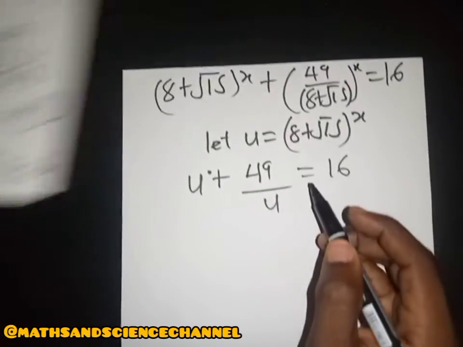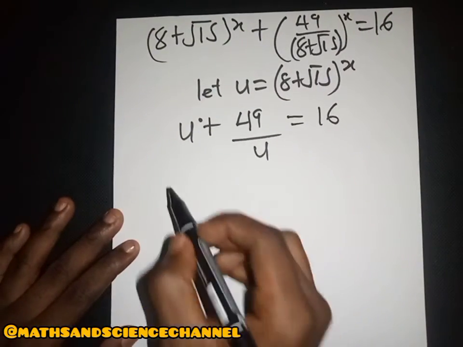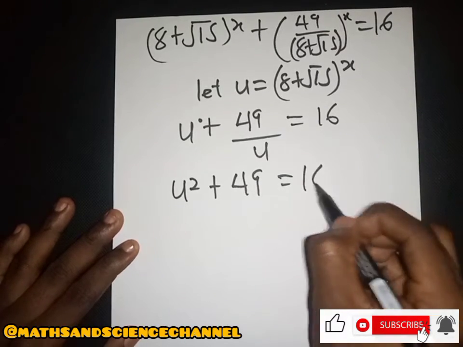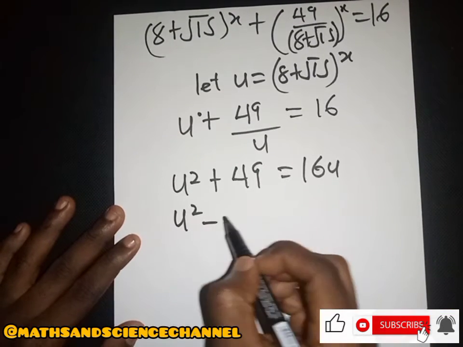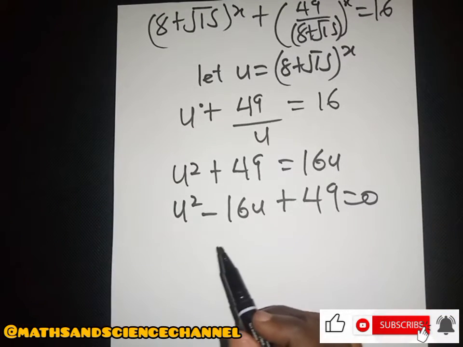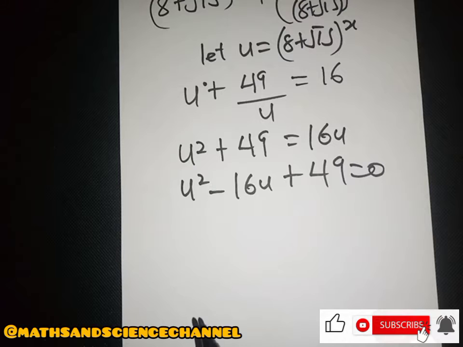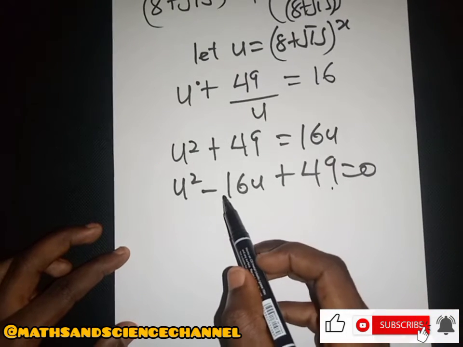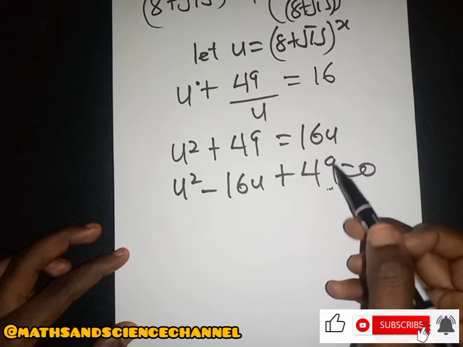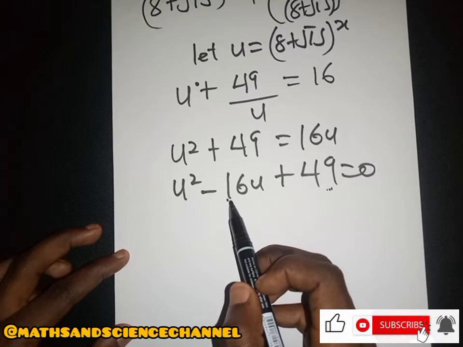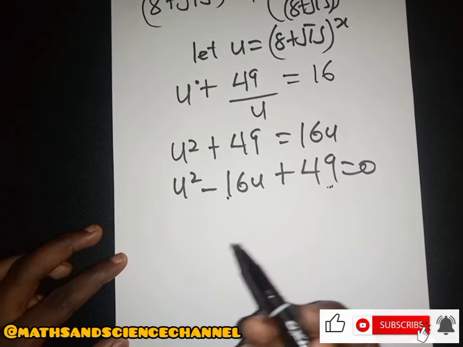Now from here what we do is multiply all the sides by u. So we have u squared plus 49, and on the right 16u. So we have u squared minus 16u plus 49 equal to 0. We have a quadratic equation here, and therefore we have to solve it. But if you look at it, we need two numbers that multiply to give 49 and add to give negative 16. That would be 7, because 49 is a perfect square, 7 multiplied by 7, but then 7 plus 7 is just 14. So all we have to do is use the quadratic formula.